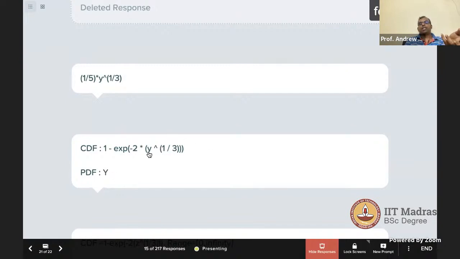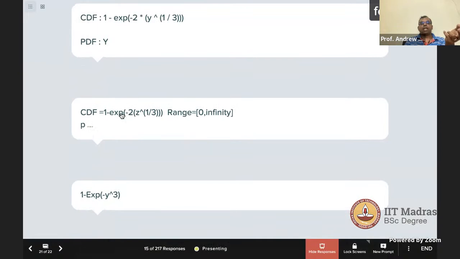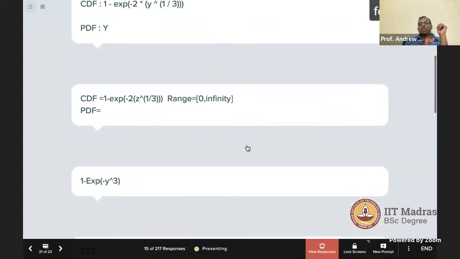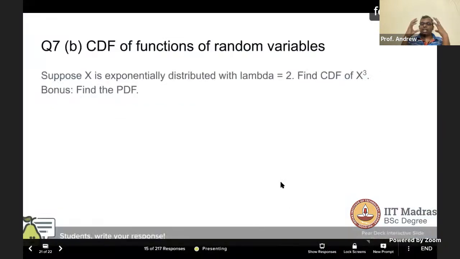You can differentiate this to get the PDF. So there you go. The CDF is 1 minus e to the power minus 2 y to the power 1 by 3. The range is 0 to infinity. It's perfect. When you differentiate, you're going to get a little bit more complicated expression. People have given up typing it out. You differentiate, you're going to get the PDF. So it will not be exponential. It will be some crazy type of distribution. That's something to keep in mind. It will be some other type of distribution.